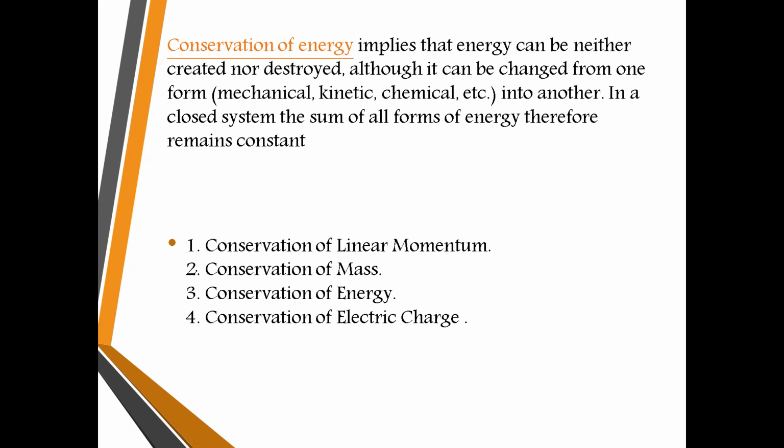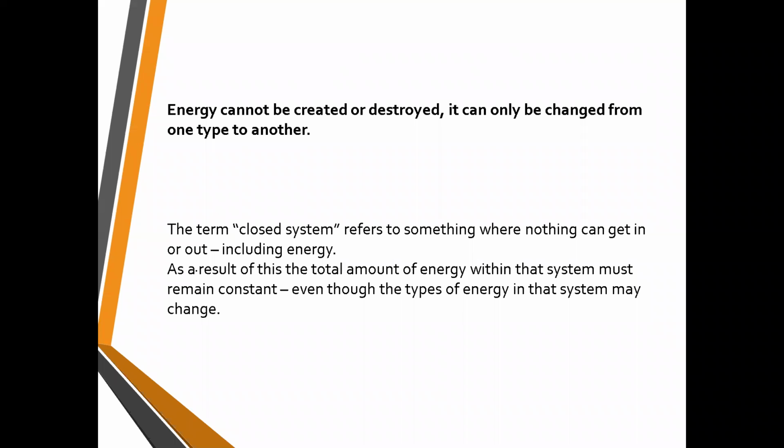Now, before talking about what a closed system is, let's see the laws of conservation that we talk about. We talk about the conservation of linear momentum, the conservation of angular momentum, the conservation of mass, the conservation of energy, and the conservation of electrical charge. These are the five laws of conservation in physics. So now let's talk about what a closed system is.